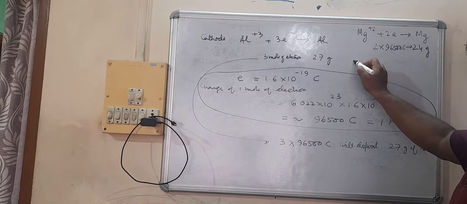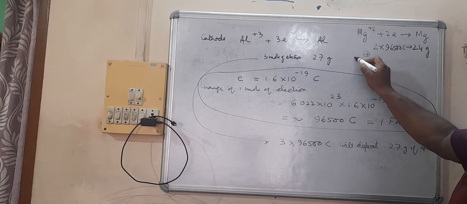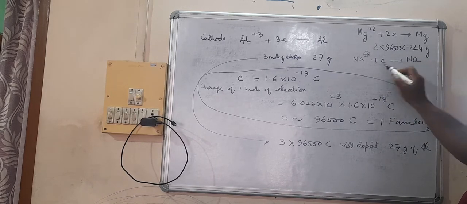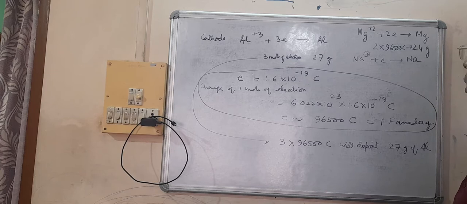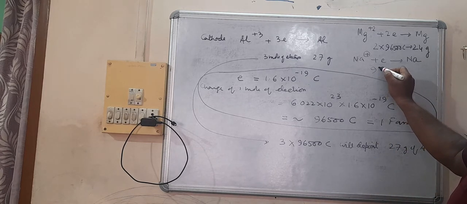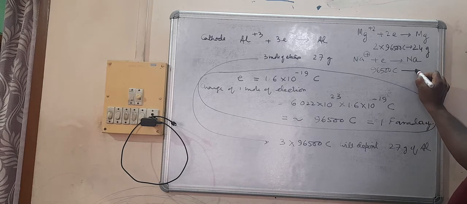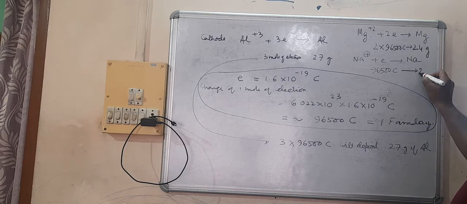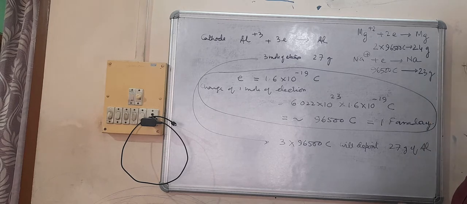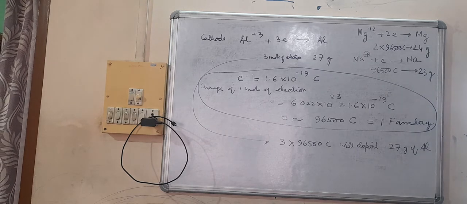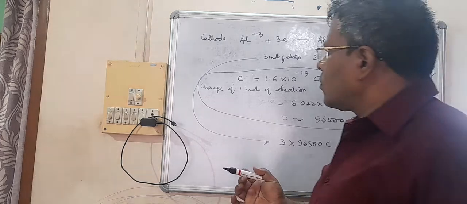Suppose another case, Na plus electron gives Na. Suppose this is a process taking place at the cathode. So 96500 coulomb will deposit 23 gram of sodium at the cathode. So let us discuss one question here. Let us write down a question here.